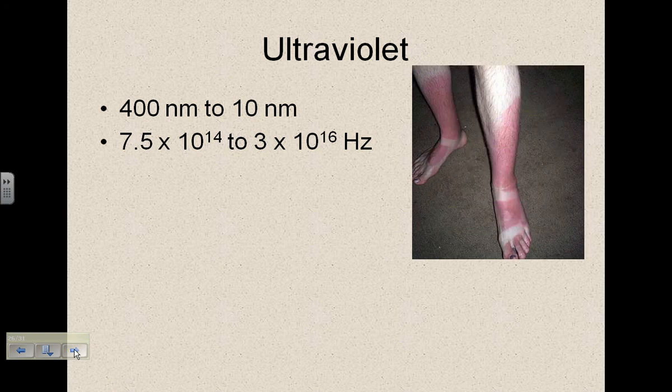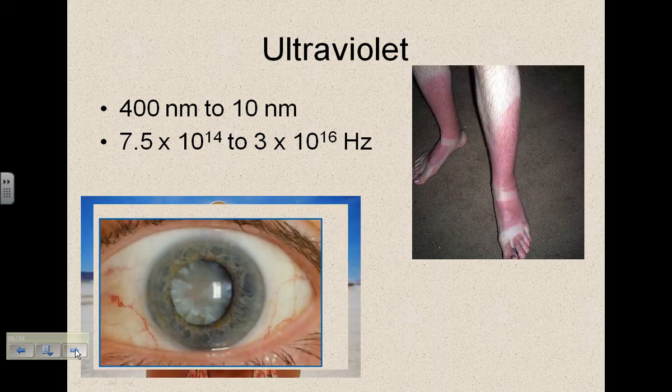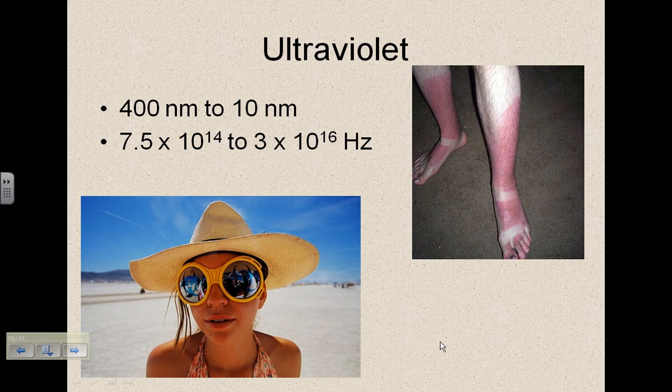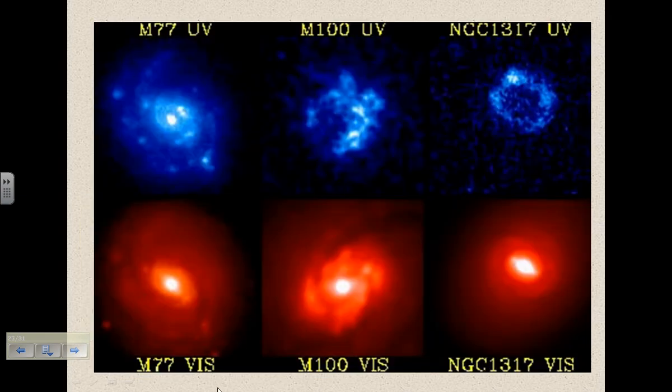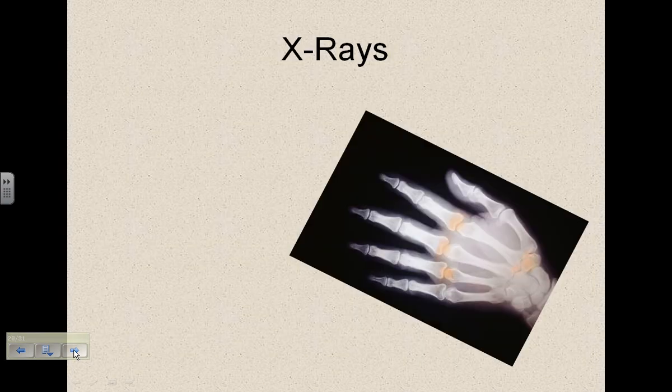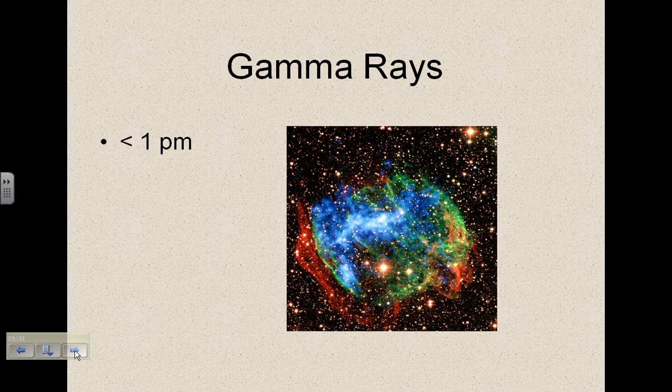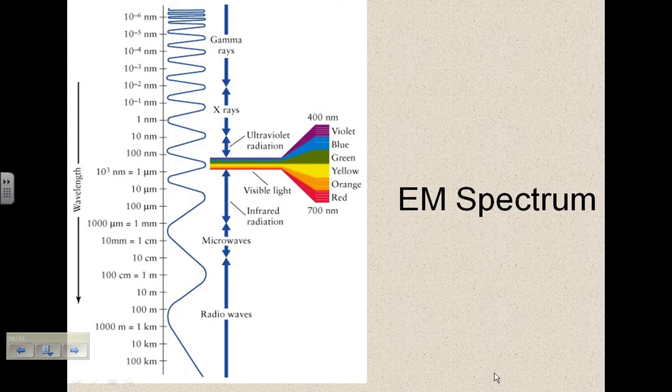It causes sunburn. It also causes cataracts, so you do want to wear your sunglasses. We have telescopes up in space that detect UV radiation from extraterrestrial objects. X-rays are the next ones down, less than 10 nanometers, times 10 to the 16 hertz. And gamma rays are our smallest, less than 1 picometer, but up to 10 to the 20th hertz.